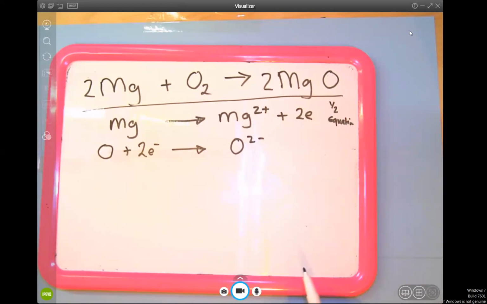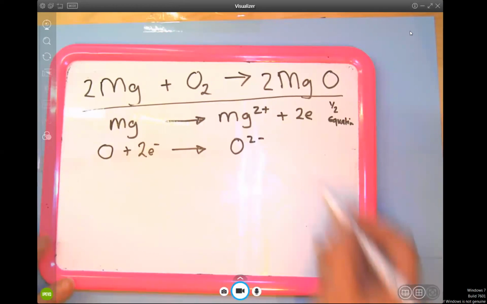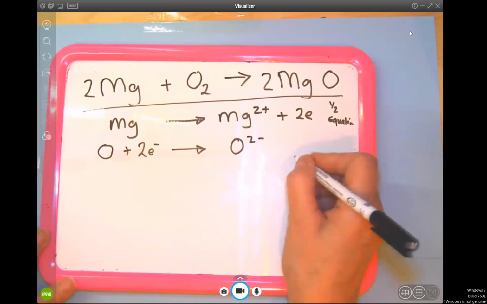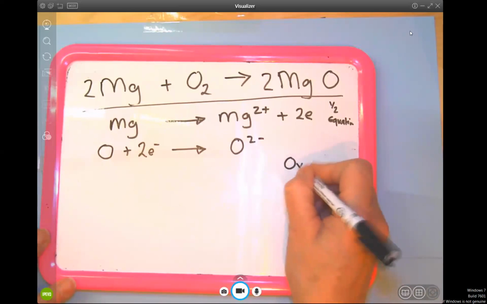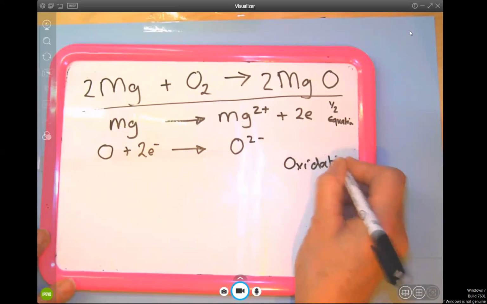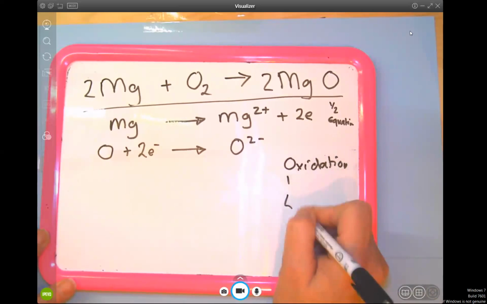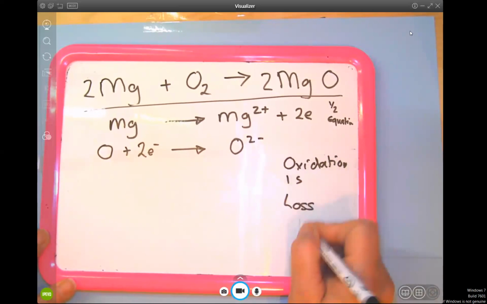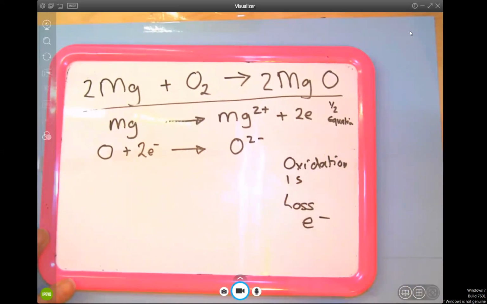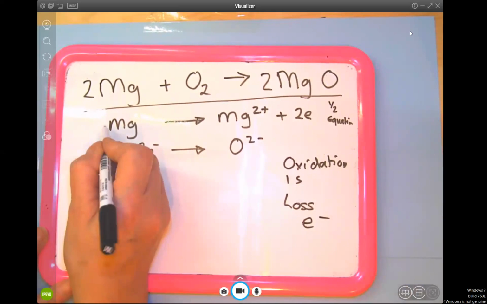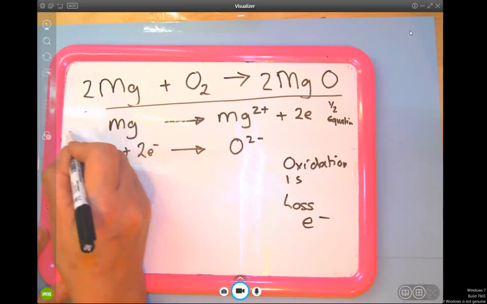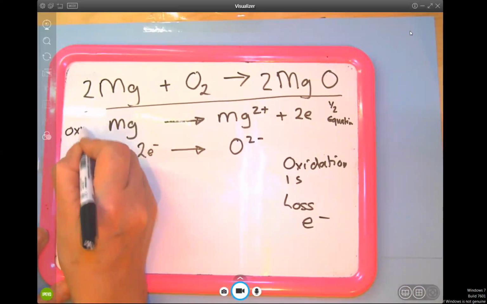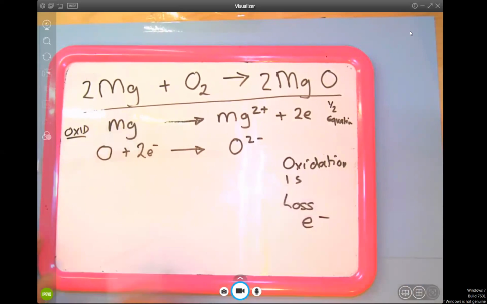Okay, so if we go back to our definition of oxidation and reduction, oxidation is the loss of electrons. Okay, so which one of those has lost electrons? It is the magnesium. So this is the oxidation reaction because the magnesium atom has lost the electrons.